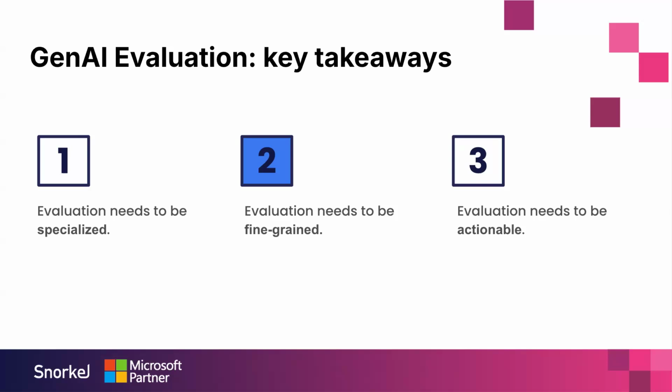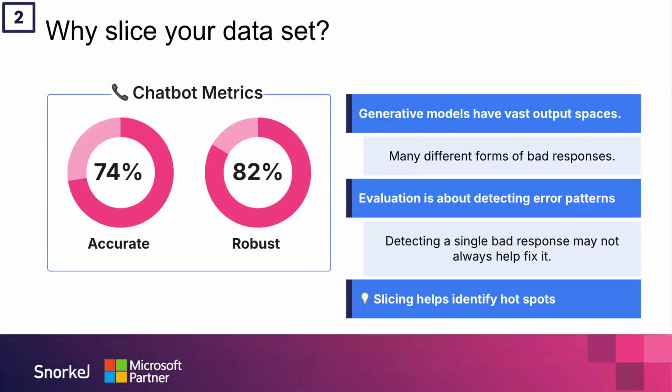So fine grained means you need to evaluate the LLM on the things you care about. This is a pretty chart. It's also pretty useless. 74% accurate, great. On what? It gets president right 98% of the time, and it gets your customer service complaint right 10% of the time. That's a problem. So you need to know what it's doing well on and what it's doing poorly on.